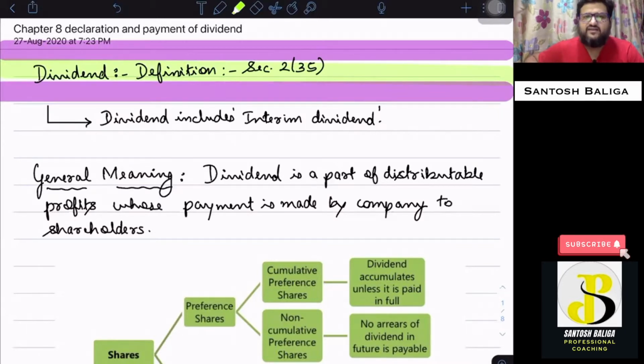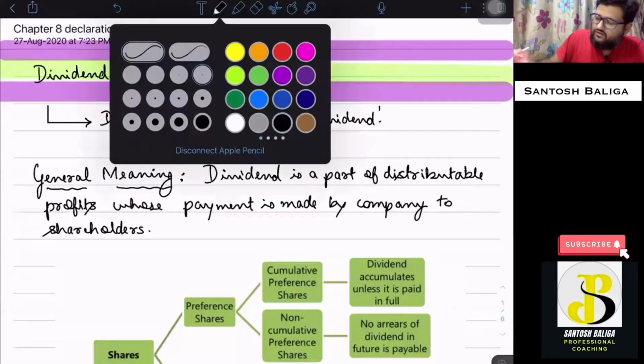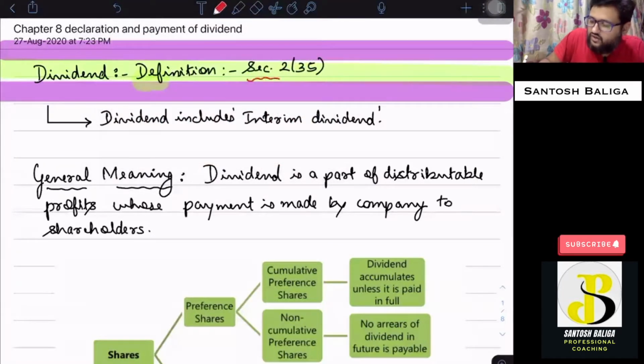Let us understand the definition of dividend given under Companies Act. See, first of all, the definition of dividend is given under section 2 subsection 35, which simply states that dividend includes interim dividend. Dividend includes interim dividend. That's all. That's what is given in the definition of Companies Act.